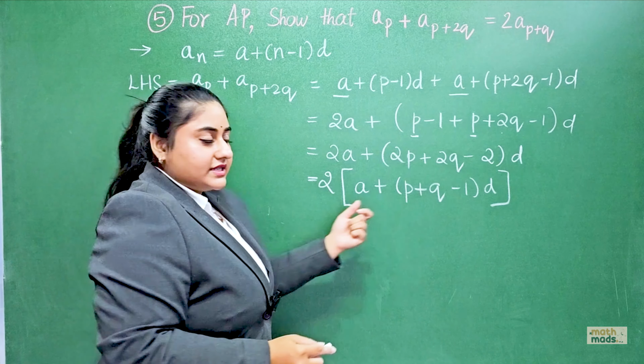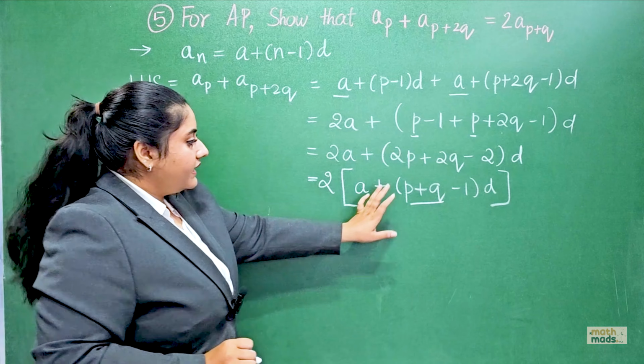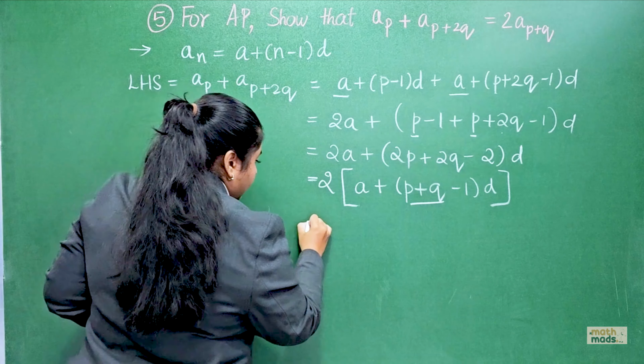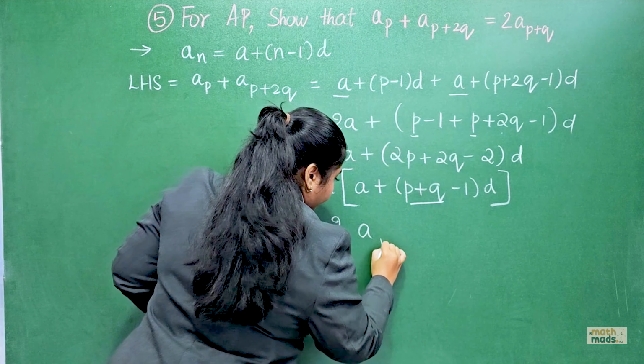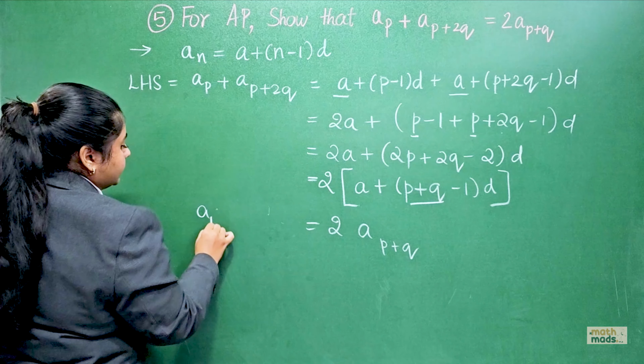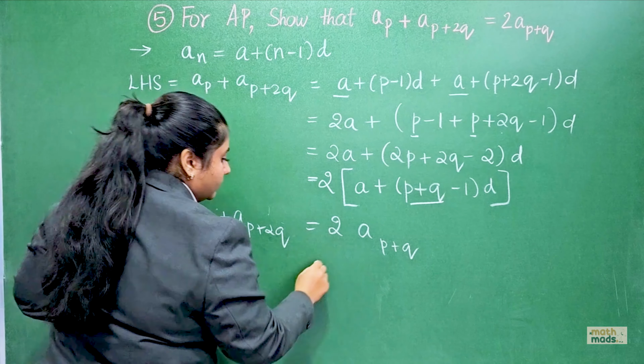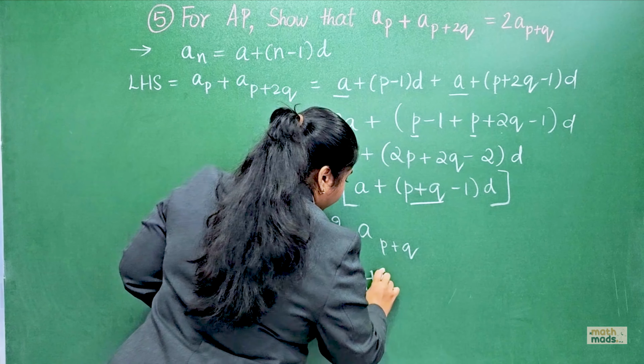Now, if you take p plus q as one entity, I can write this as a p plus qth term. So, 2a p plus q. So, this is our RHS. AP plus AP plus 2q is equal to this. This is our RHS and we have proved it.